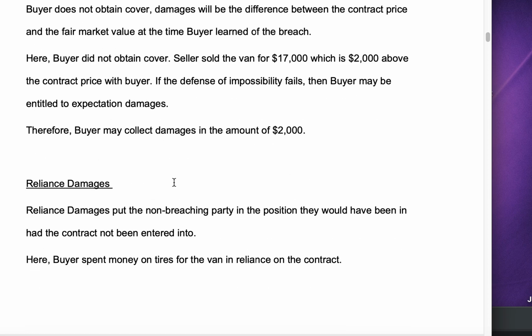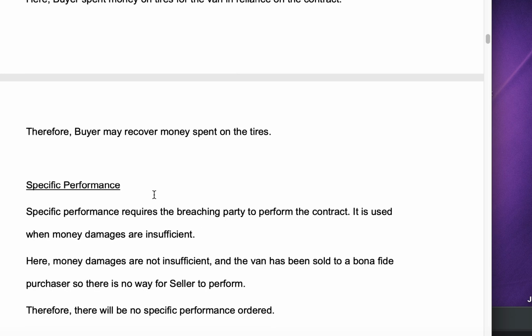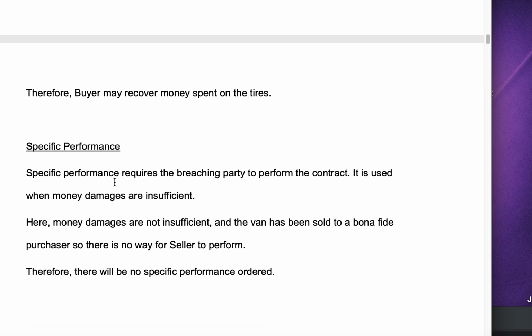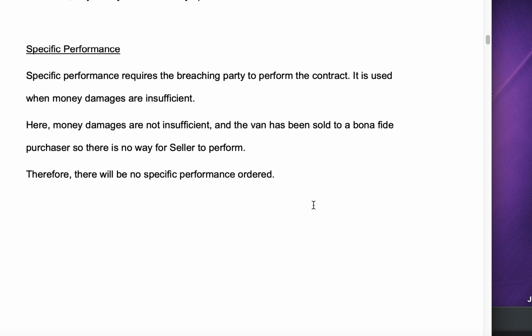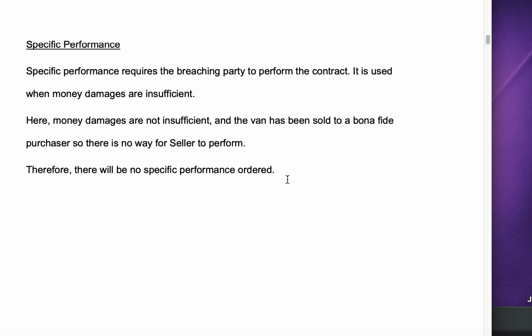Reliance damages. Specific performance. Now, specific performance requires the breaching party to perform the contract. It's used when money damages are insufficient. Here, money damages are not sufficient and the van has been sold to a bona fide purchaser, so there's no way for the seller to perform. Therefore, there will be no specific performance ordered.